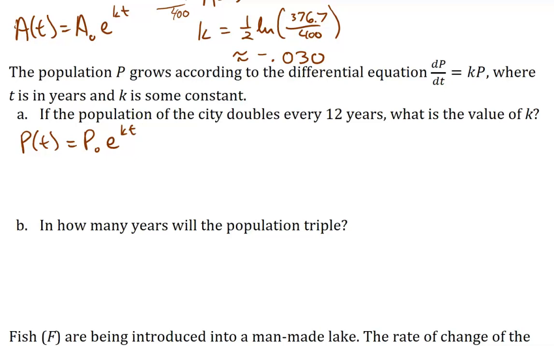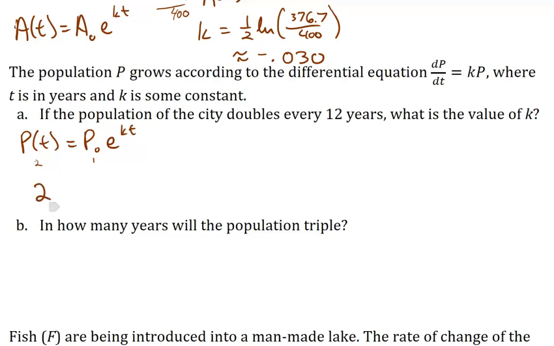If the population of the city doubles every 12 years, what's the value of k? Well, I don't know the value of my population at any time, but I do know that if I say my initial amount is 1, I can set my later amount as 2, and I'm going to have the same ratio no matter what. If the population started at 500, then this is 1,000, and the first thing I would do is divide both sides by 500 to get 2. Or, if I start at 7 million and 14 million, once again, I would divide first and get a 2.